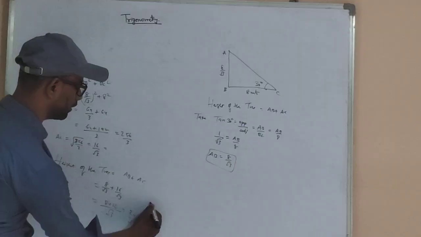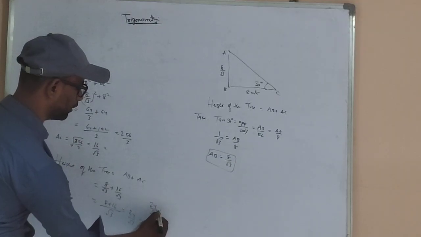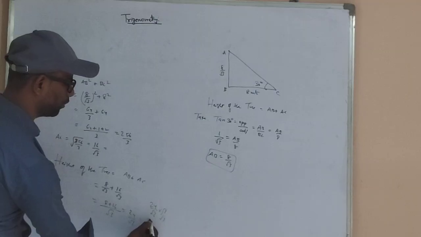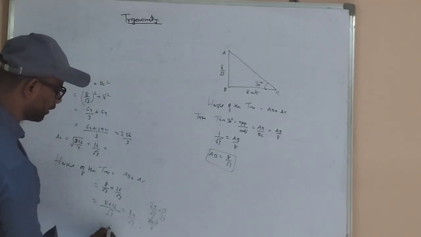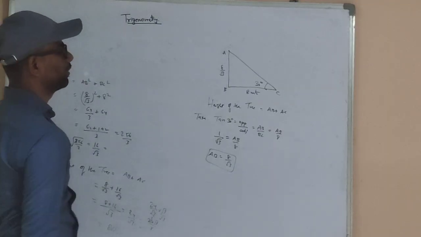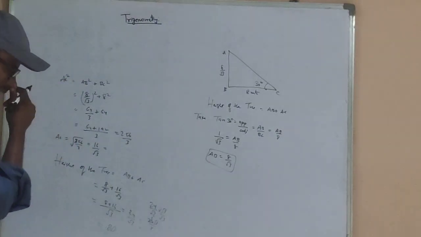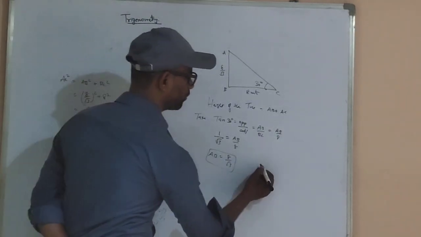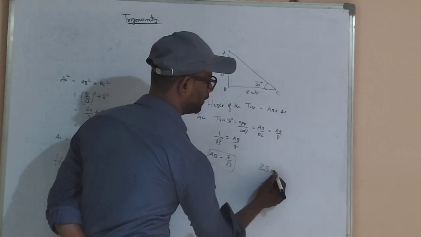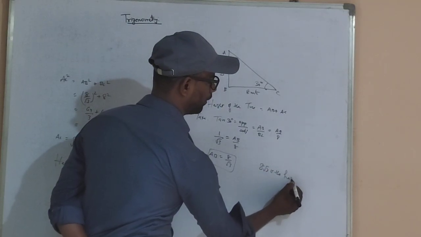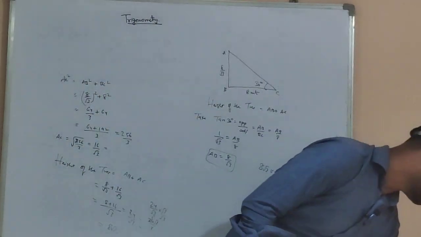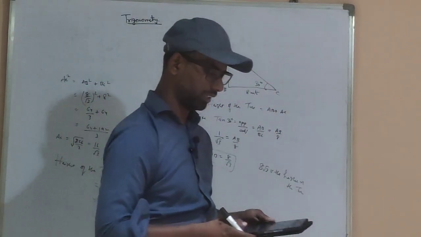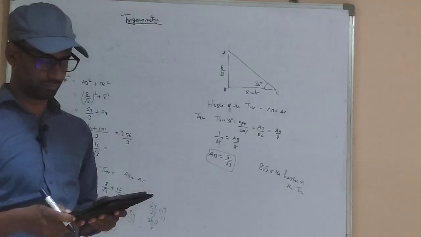Again, on rationalizing 24 by root 3 into root 3 by root 3. Root 3 by root 3 is 3. 24 root 3 by 3. 3 8s are 24. So answer is finally 8 root 3. So 8 root 3 is the height of the tree. Okay.